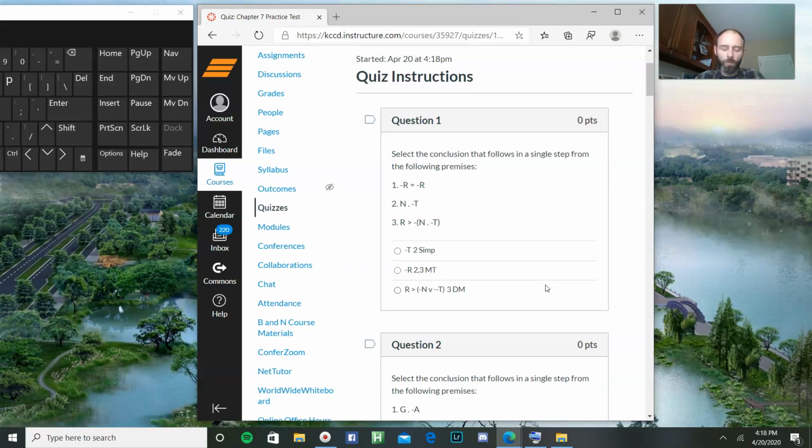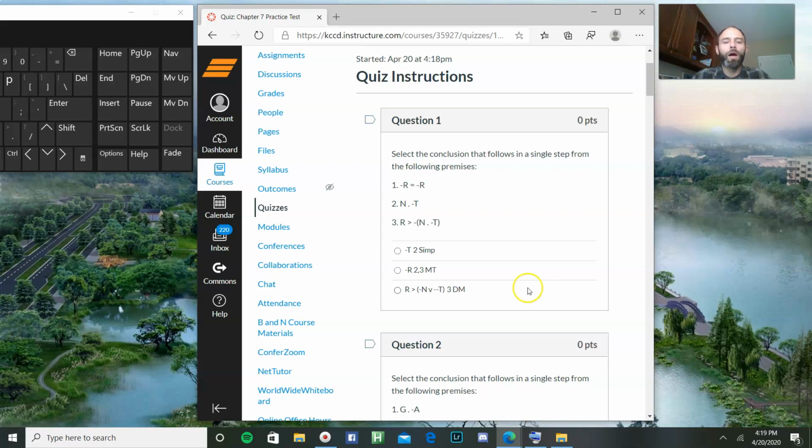For the multiple choice questions, they all have the same instructions. Select the conclusion that follows in a single step from the following premises. Then it gives us 3 premises: tilde r, triple bar, tilde r, n dot tilde t, and r horseshoe, tilde open parenthesis, n dot tilde t close parenthesis. Then we're given 3 choices here, and we have to see which of these follows in a single step from those premises.